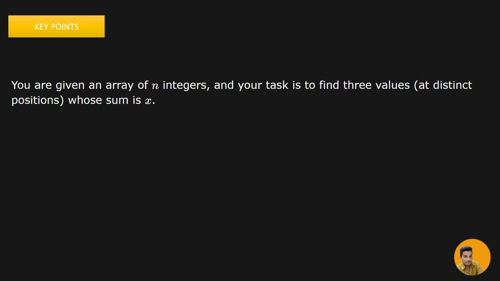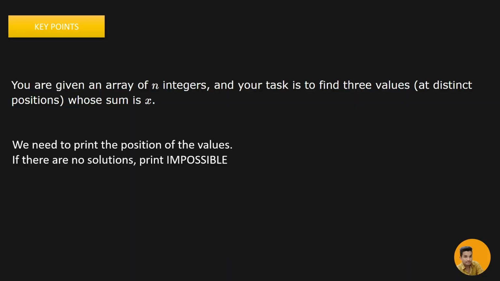In this problem, again we need to find three values whose sum will become equal to the given target, and those three values should be present at distinct positions. Clear? And if there are no values whose sum becomes equal to the target, we need to print impossible.